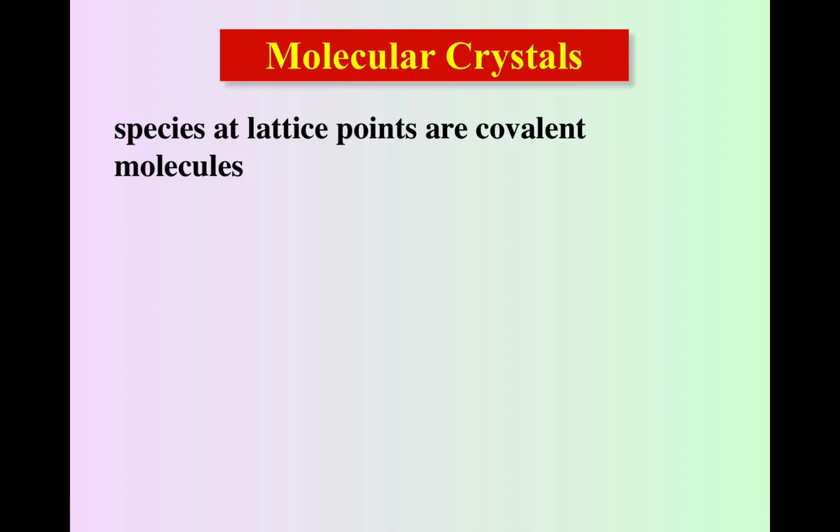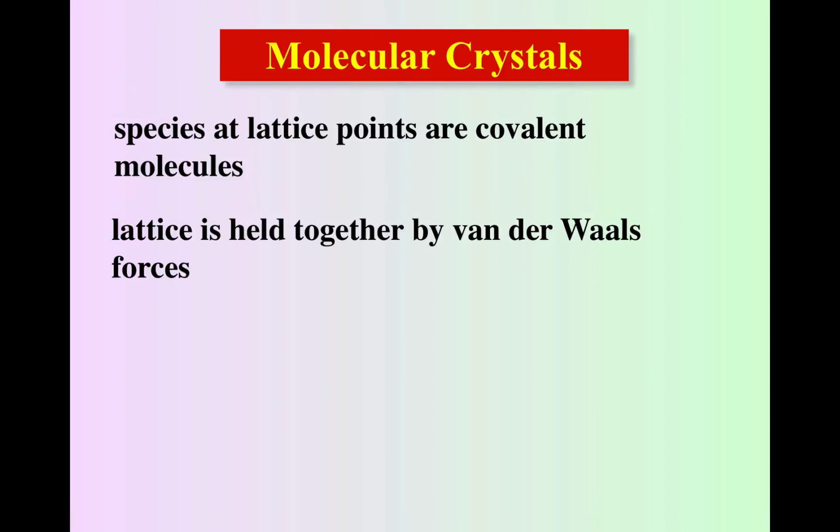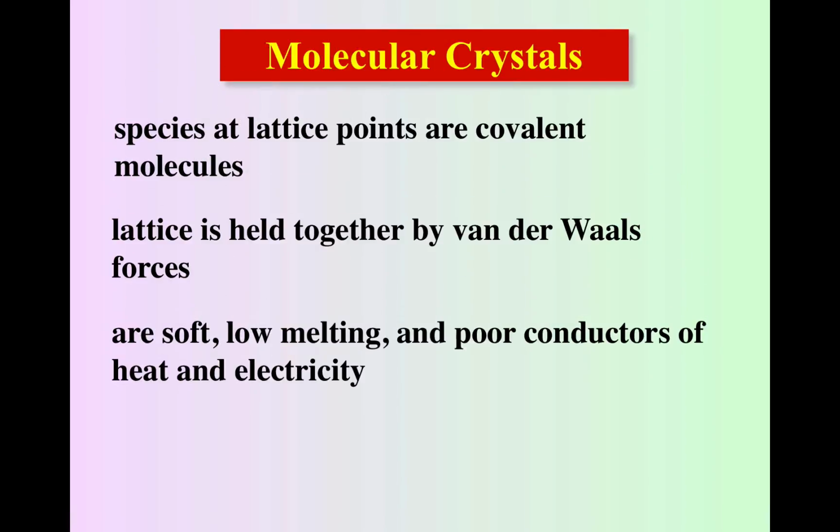So with molecular crystals, we have molecules at the lattice points held together by van der Waals forces. So ice would be an example of a molecular crystal. At the lattice points, you'd have waters. Solid ammonia, you'd have ammonias at the lattice point. Solid sugar, you'd have sugars at the lattice point, and what would hold the sugar together would be the hydrogen bonding and induced dipole effect between the sugar molecules. Again, electrons are not allowed to move through these crystals. They are poor conductors of heat and electricity.